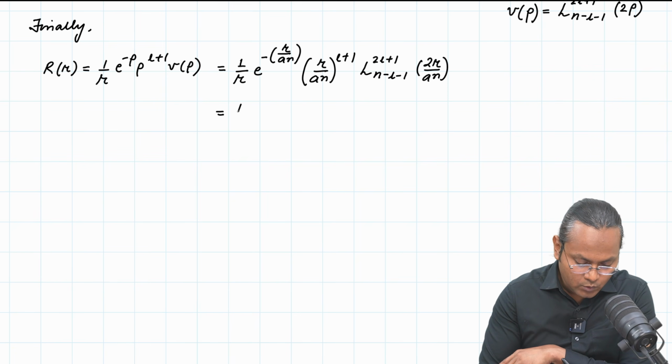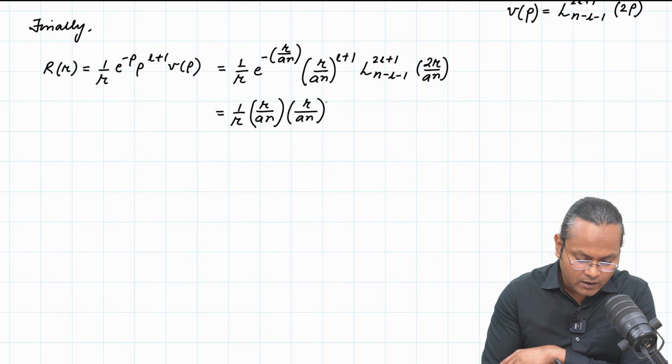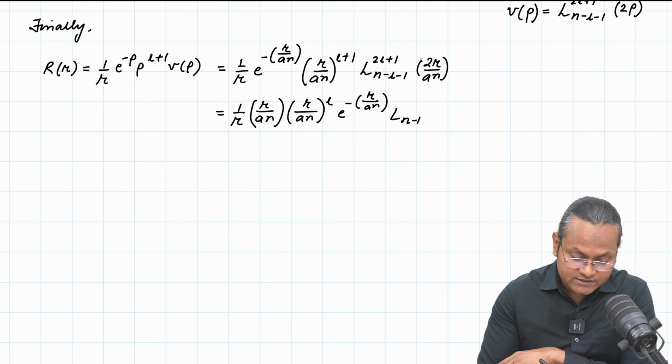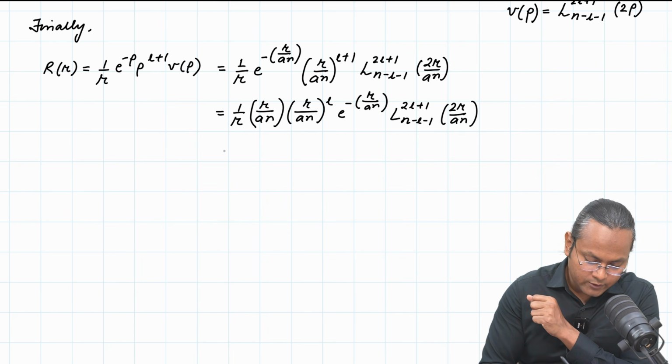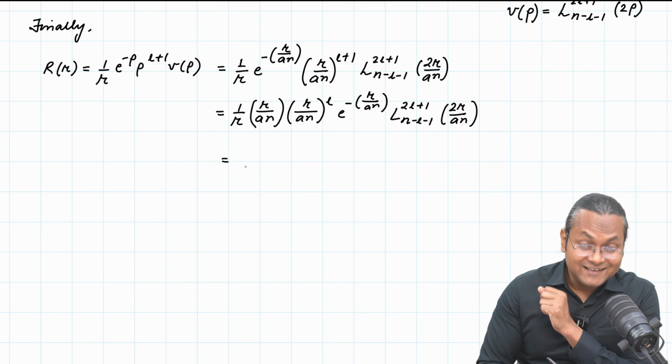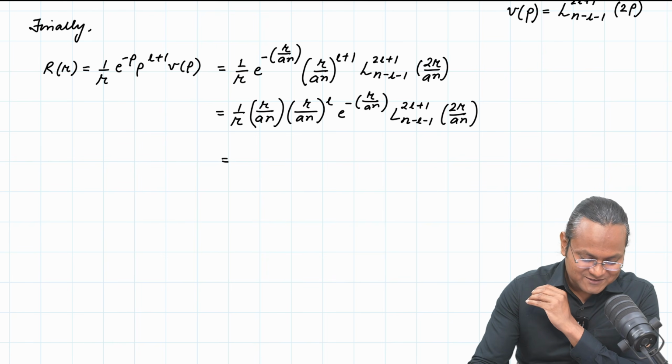So we have 1 upon r, and this particular term can be simplified as r times a_n times r upon a_n to the power l, and then the exponential term e to the power minus r upon a_n, and the Laguerre polynomial n minus l minus 1, 2l plus 1 of 2r upon a_n. a is a constant, n is a quantum number. I hope you still remember this. It's easy to get lost in so many different terms.